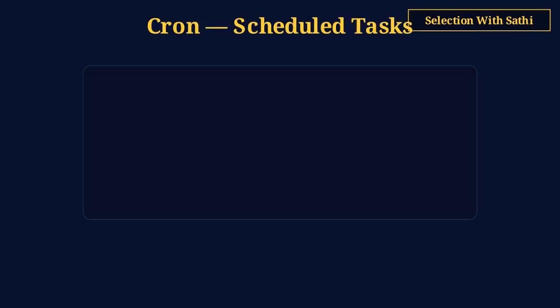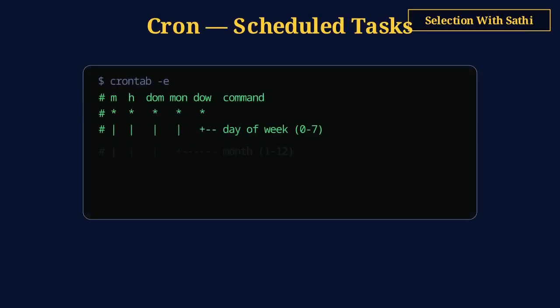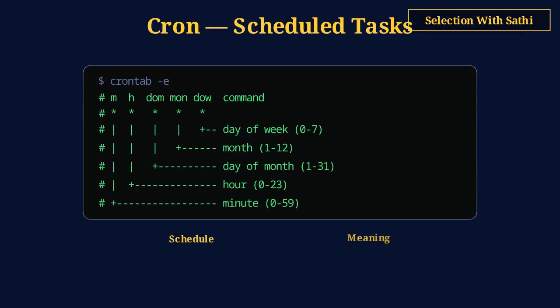Fourth concept: cron scheduling. Cron runs commands on a schedule. The format has 5 time fields followed by the command. The fields are minute, hour, day of month, month, and day of week. Star means every. */5 means every fifth interval. Comma separates specific values. Dash is a range.